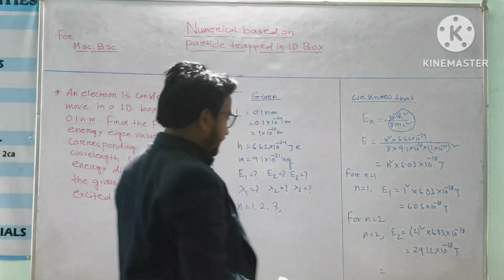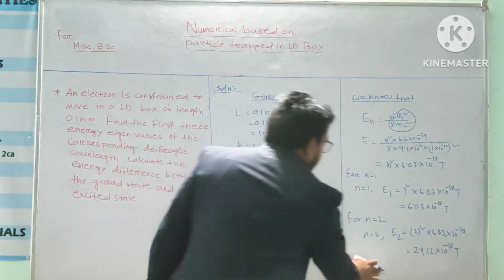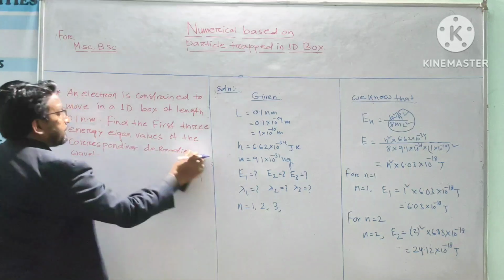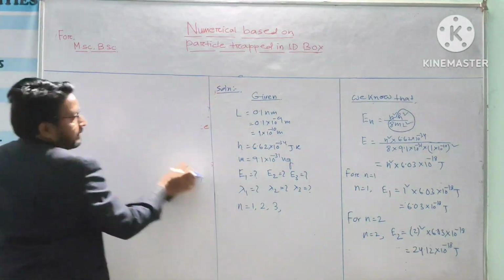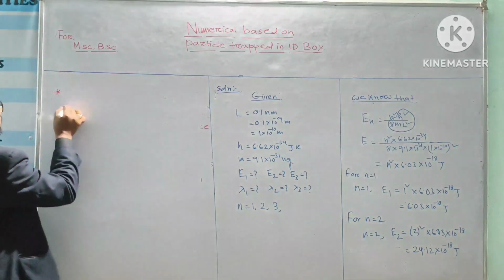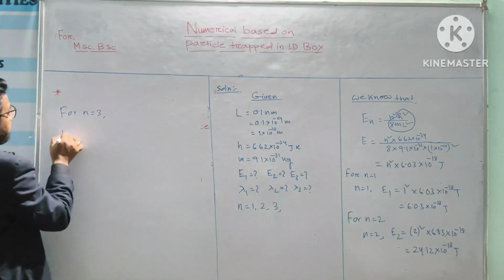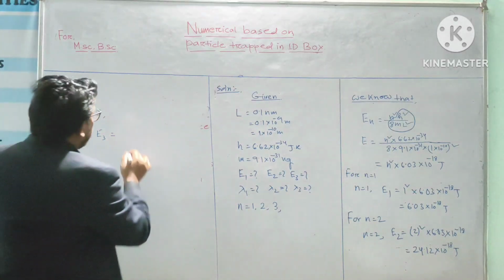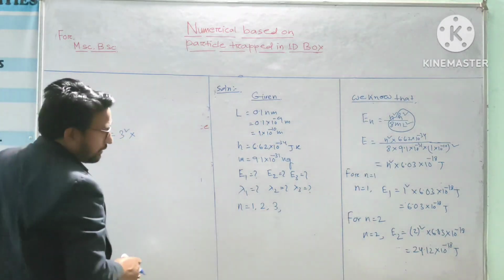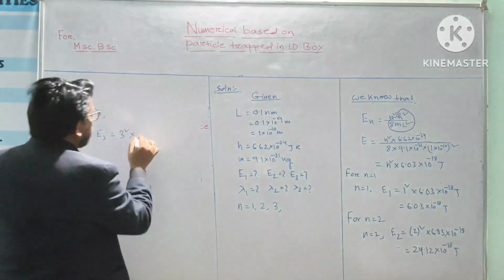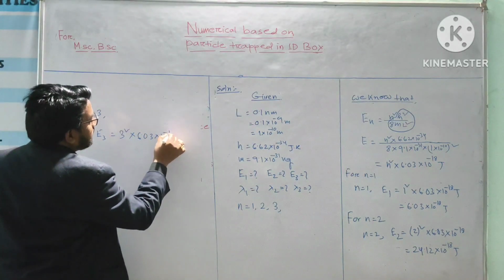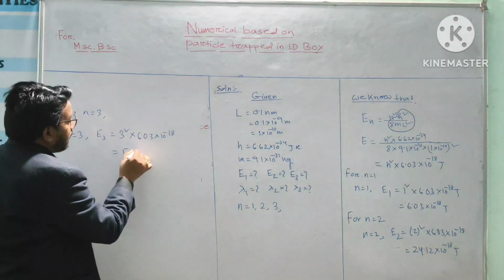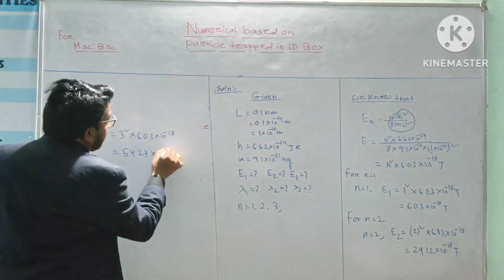This is the second energy state. Again, for n equal 3, we can write E3 equal 3 square into the value 6.03 into 10 to the minus 18, and this is equal to 54.27 into 10 to the minus 18 joule.